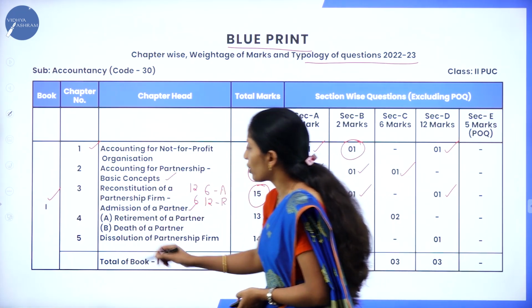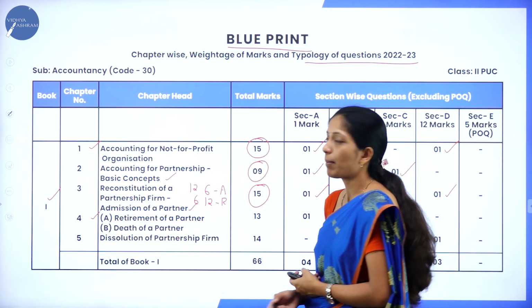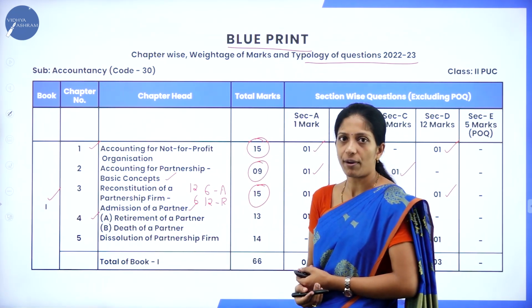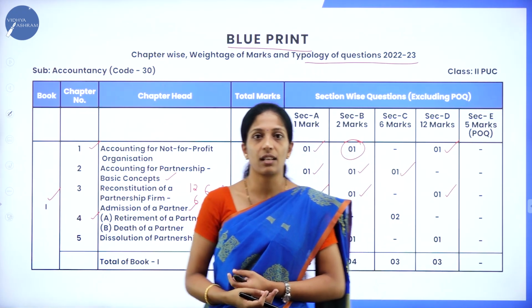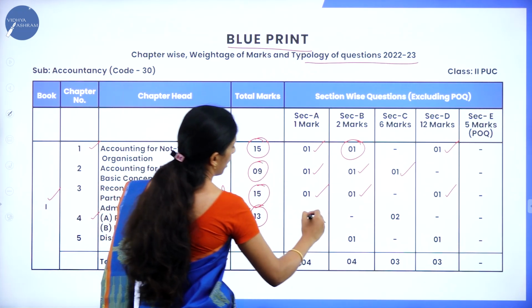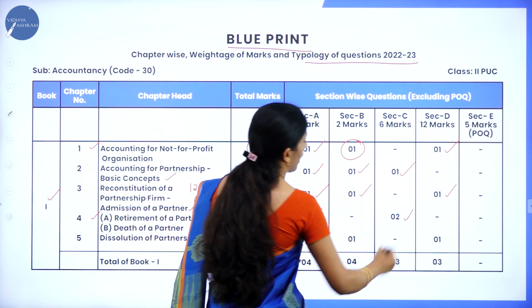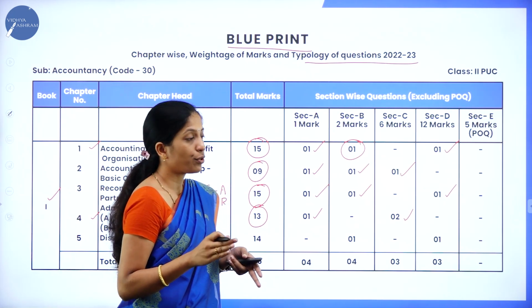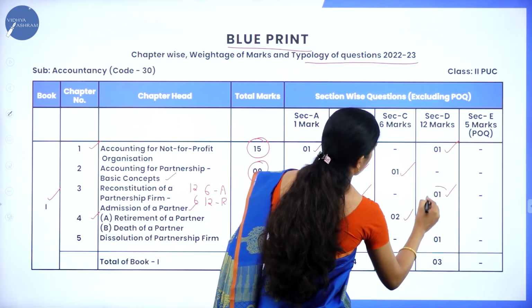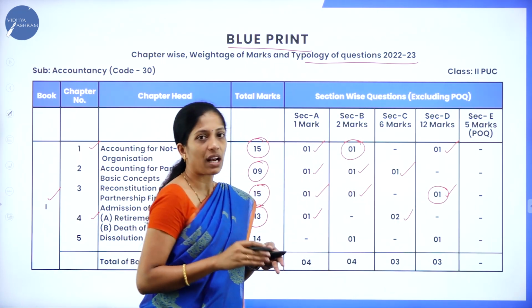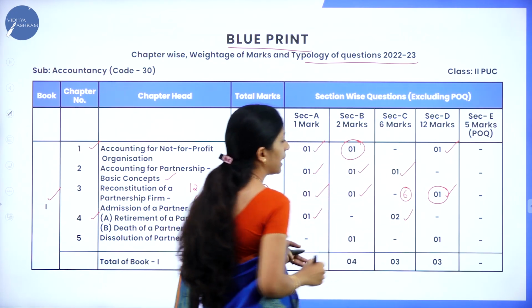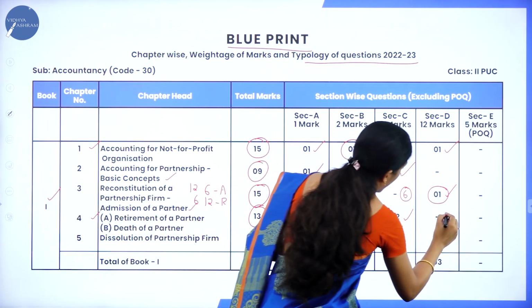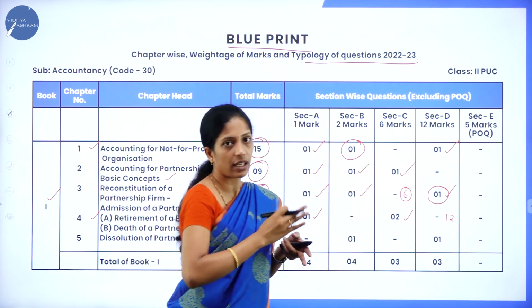Next, coming to the fourth chapter, where you are going to learn about retirement of a partner as well as death of a partner, the total weightage is 13 marks. So how do you get these 13 marks? You will get 1 mark 1 question as well as 6 marks 2 questions. As I told you, if they ask 12 marks from admission, then you will get 6 marks from retirement. Suppose they ask 6 marks from admission, then you will get 12 marks from retirement. So there is an alternative here.